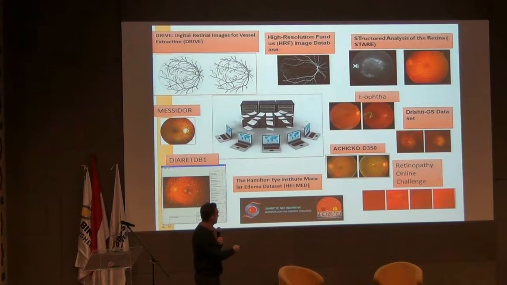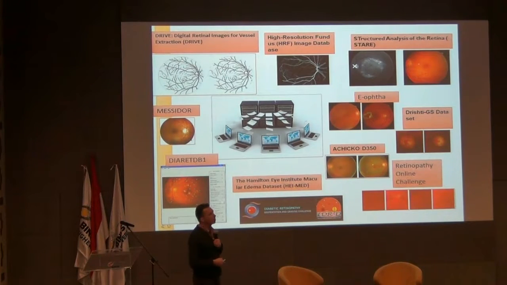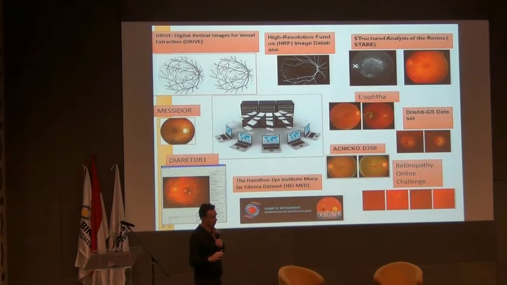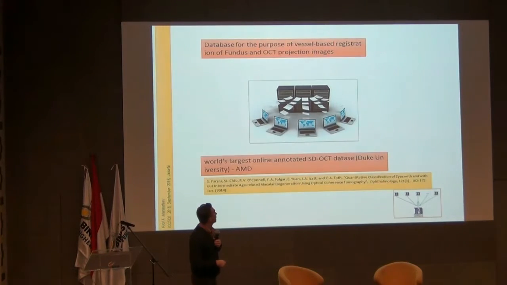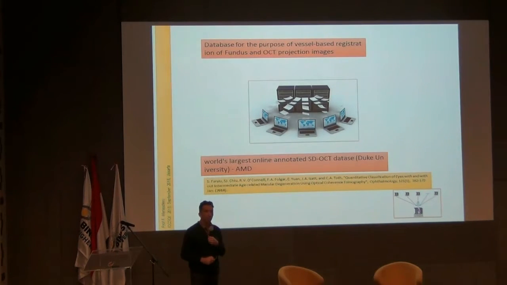Now, for this challenge, most of the competitors trained their deep models on the Kaggle challenge data, and then came to test on our images. Out of the papers submitted to this conference, more than 90% were using a deep learning approach. SD-OCT, very few so far. Very few datasets are available. That's why there are very few papers based on deep learning on SD-OCT images.